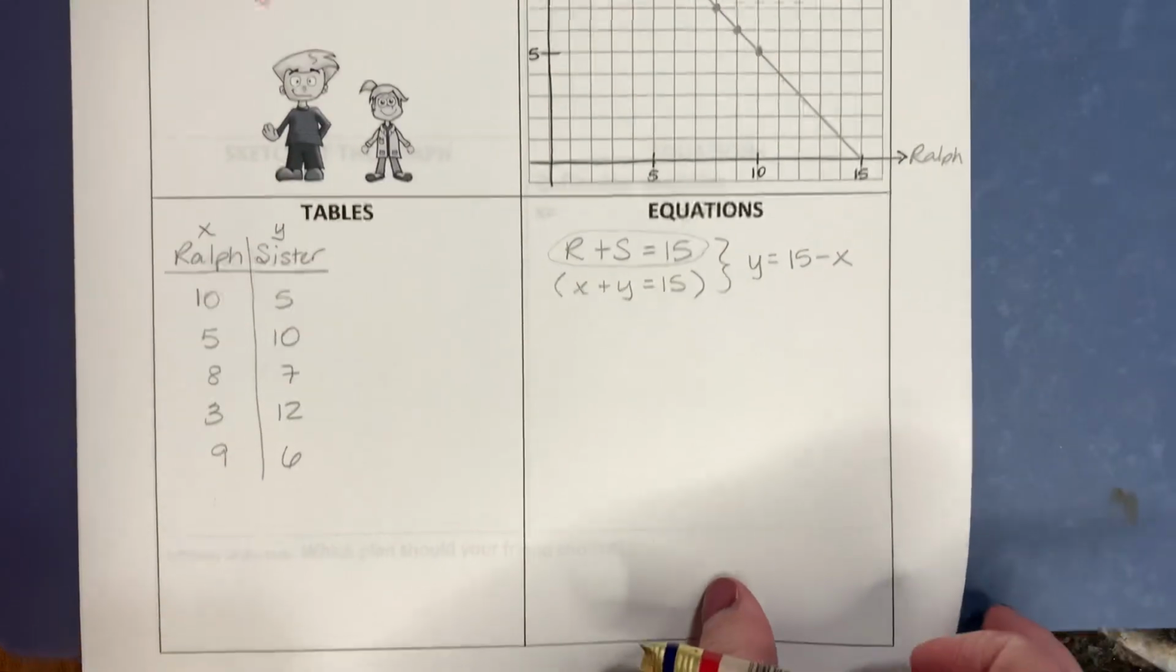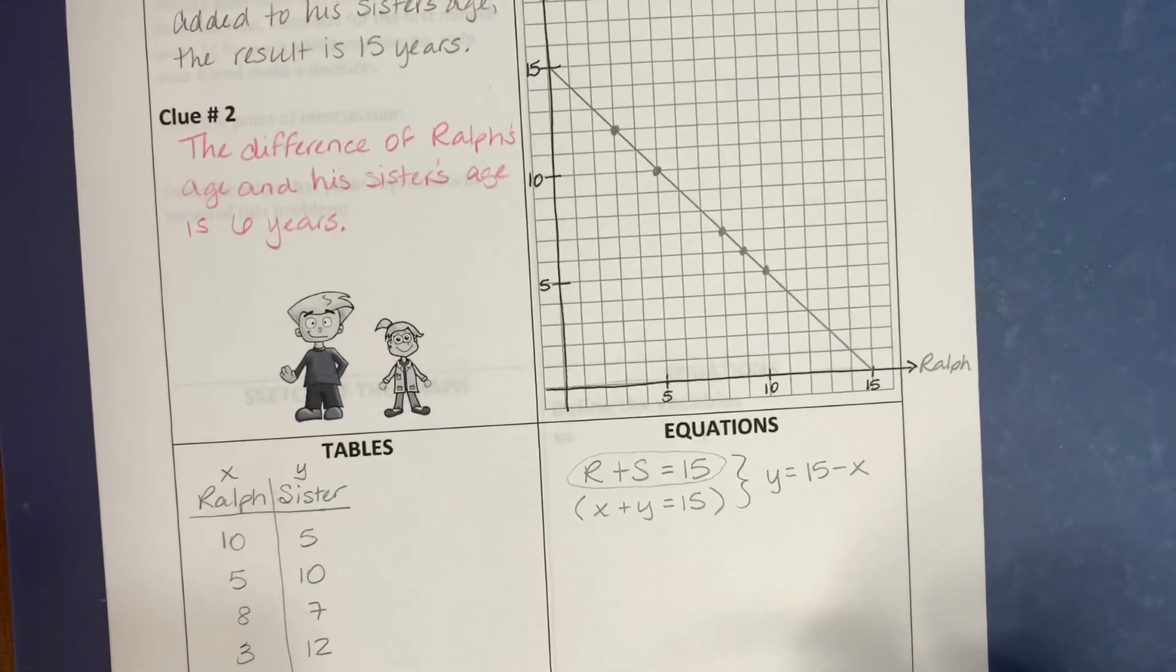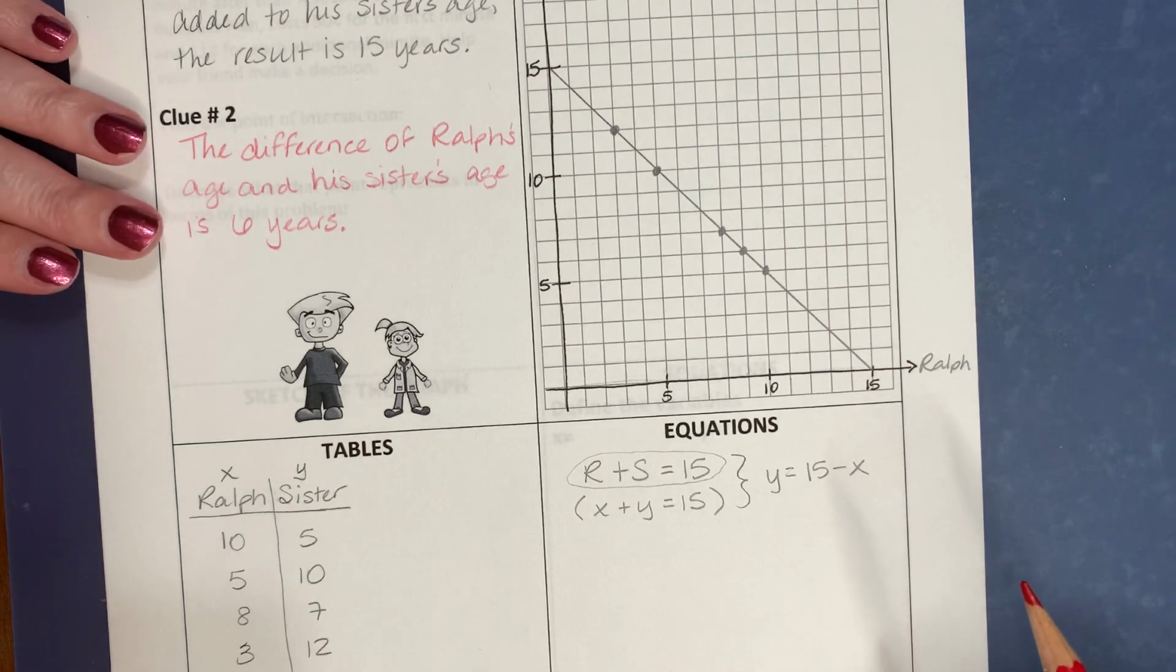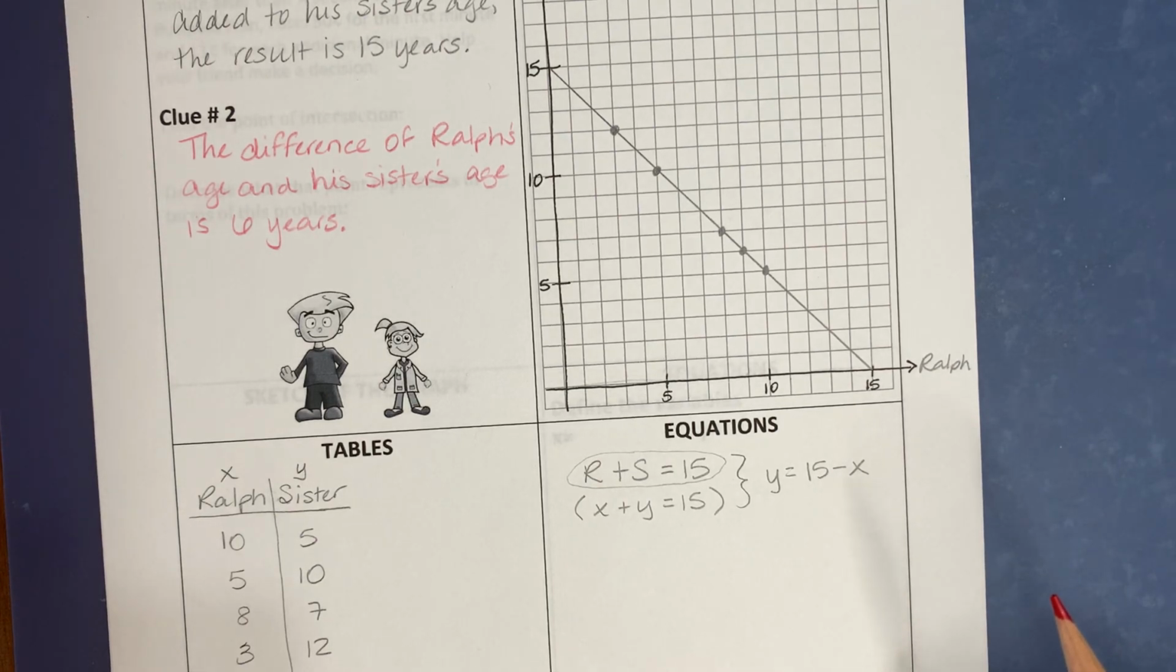All right, do we know how old the kids are? Well, we don't, because all we know is that together, right now, their ages add to 15. But we don't know how old they are. We don't know anything else, so we need another clue. So that's where this second hint comes in.